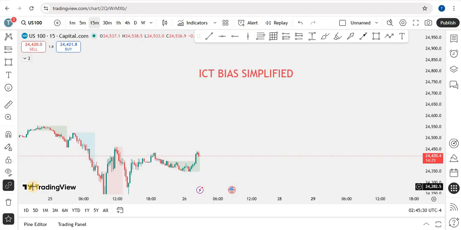So in this video I'm going to share with you the ICT bias, how you can simplify it without going to the higher time frame. Higher time frame you can use for key levels like order block, fair value gap, inversions or liquidity, but where price can move you can only watch on your sessions in a 15-minute time frame itself. Okay, so let's get started.